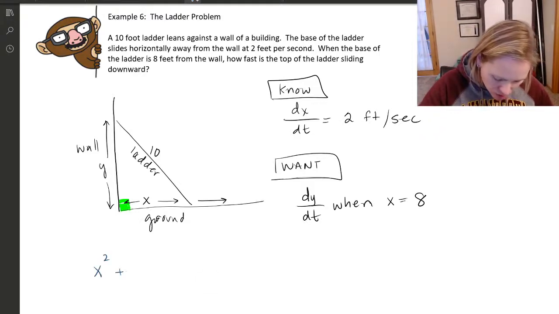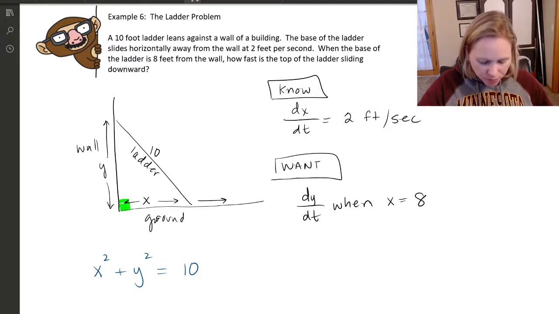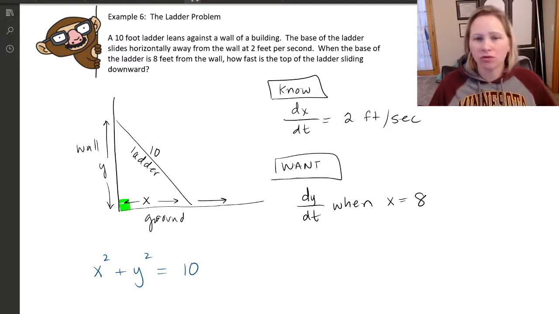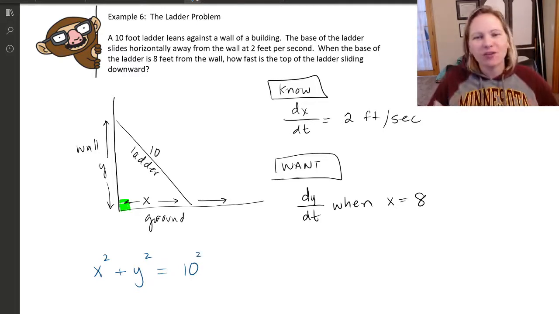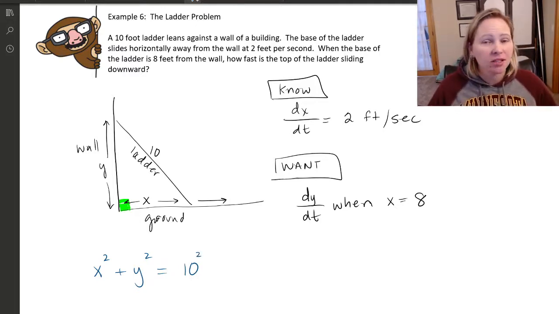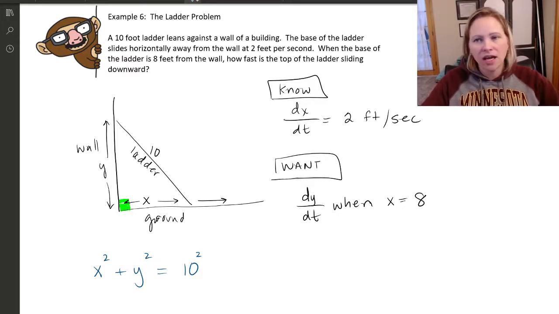x squared plus y squared equals 10 squared. Now, when I go to differentiate with respect to time, here's what's going to happen. I'm going to have an x in my problem, I'm going to have a y in my problem. So I always, before I even get started, go back to what I know, what I'm given, what I want, and look to see, am I missing any information?